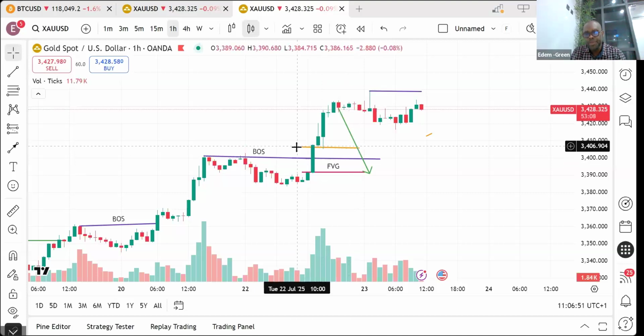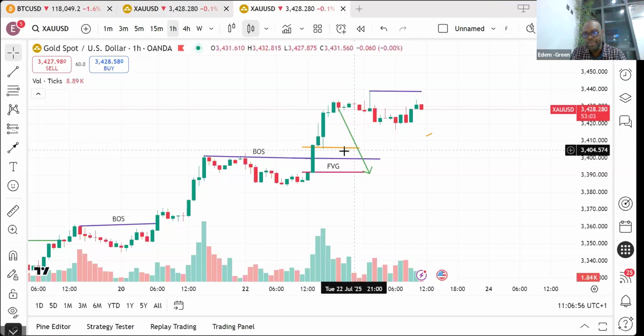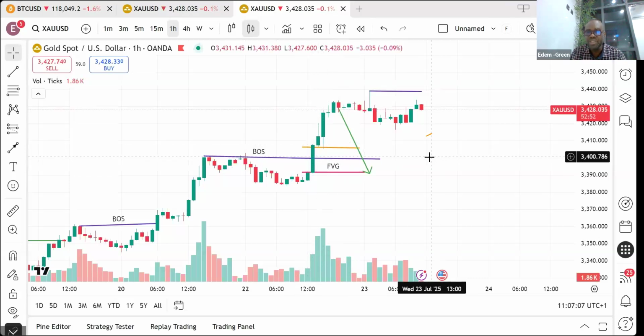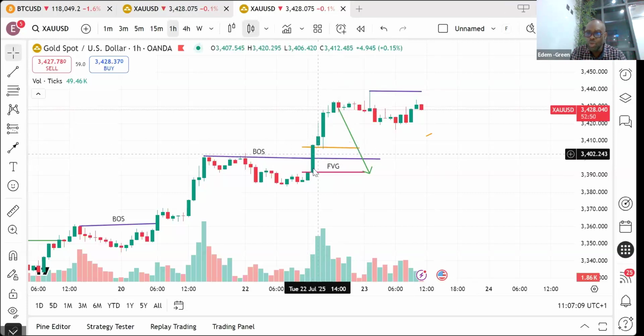Okay, so now what you do is that once you identify your fair value gap, remember that the third candle that confirms a fair value gap has happened is always the third candle. So you count with me: this is candle 1, candle 2, and candle 3. Once candle 3 is formed, you look at your naked chart, like I said. That is why I had to do the manual way of identifying a fair value gap.